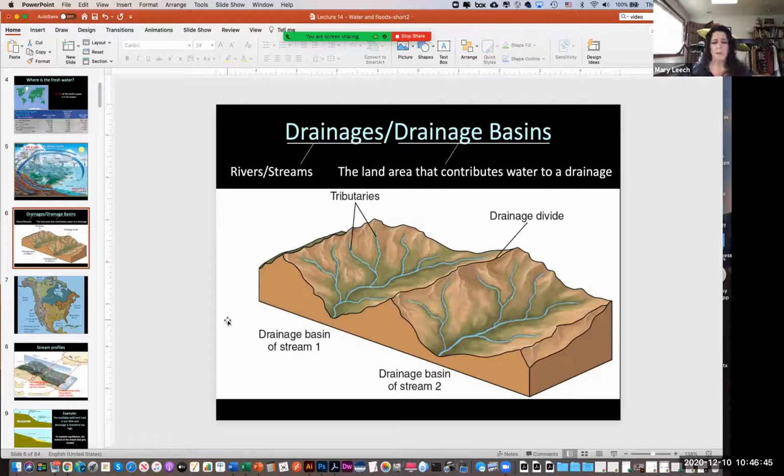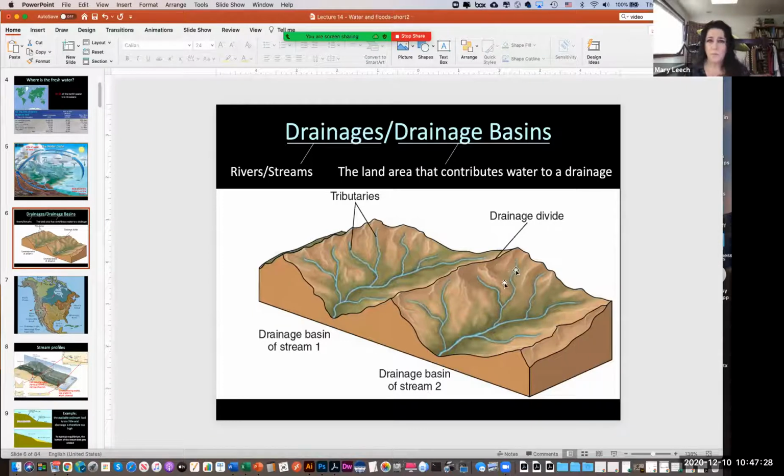Okay, so drainage basins and drainages overall. I talked about precipitation in the mountains moving downhill, right? Well, it does so in regions that are separated by high points in the landscape. You might call the continental divide one of those, the high point along the Rocky Mountains in the middle of the United States. Water basically falls to the west of the continental divide or to the east of the continental divide.